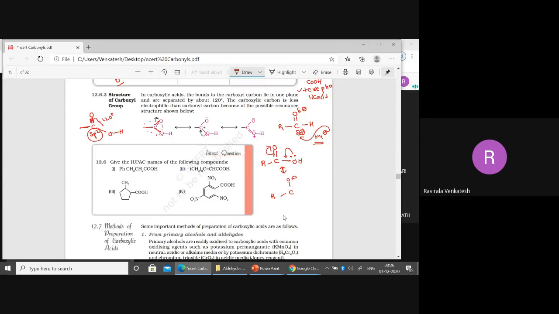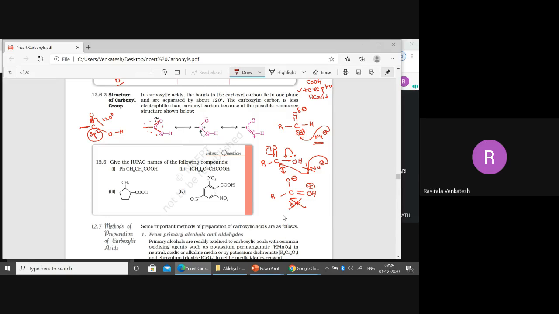RCO minus, double bond OH here. Because oxygen donated its lone pair to carbon, oxygen gets a positive charge. Now, do you have any positive charge here? Is there any positive charge here? No. So in this case, what happened? Nucleophilic addition never takes place on this carbon. So nucleophilic addition could not take place here.